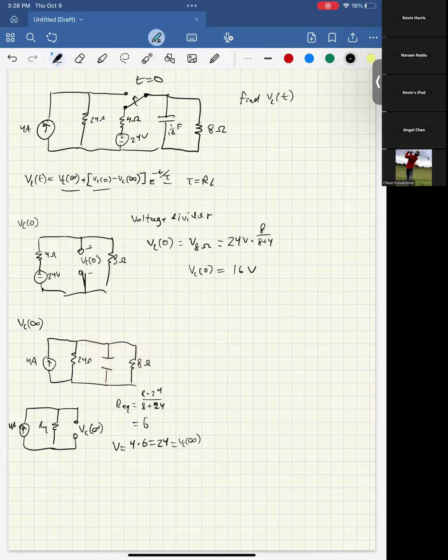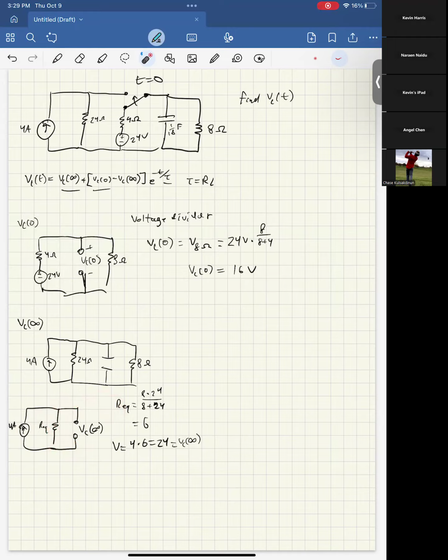Last but not least, we have to find the tau. So the tau is going to be basically the Thevenin equivalent resistance from the perspective of that capacitor times the capacitance value. So this is actually very straightforward for us since we already found this version of the circuit from the perspective of the capacitor. So if we call this A and B and we're trying to find the Thevenin equivalent resistance, it's just going to be Req, right?